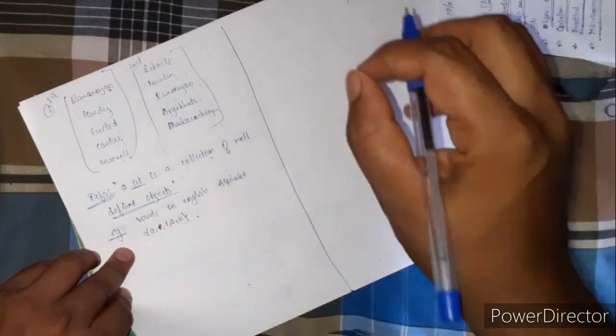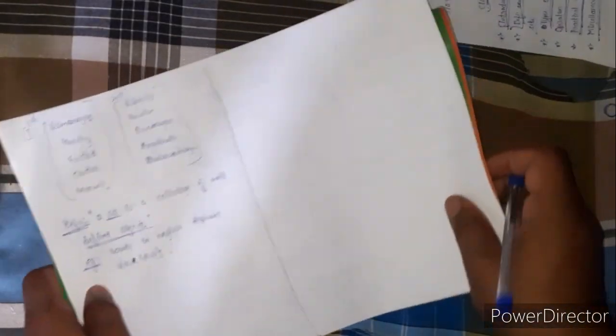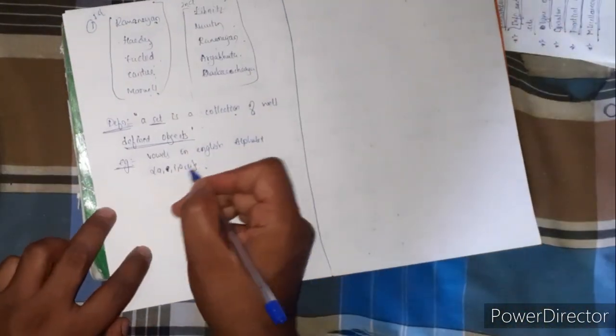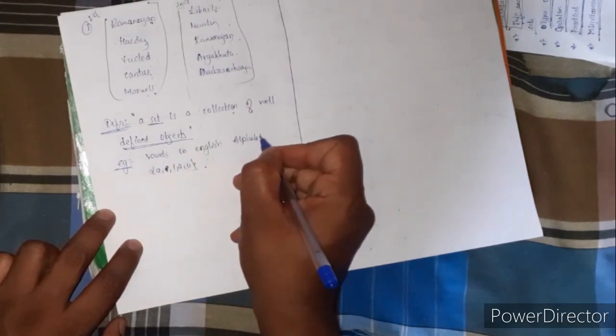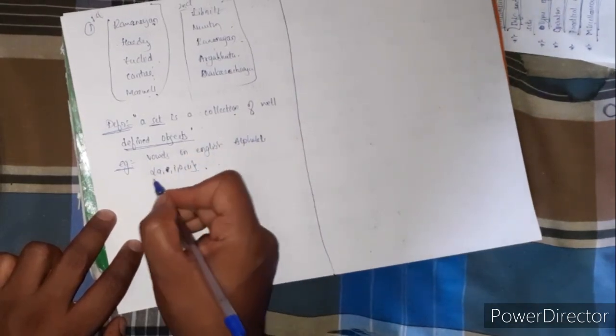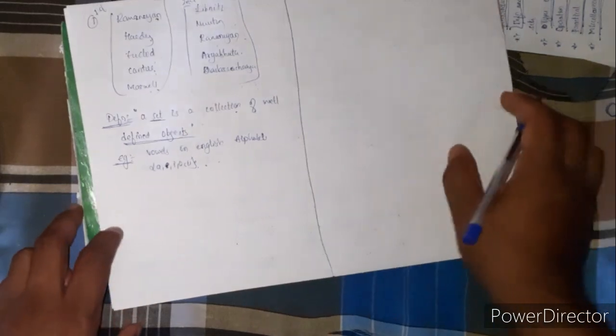So this kind of objects are called sets. Vowels in the English alphabet are a, e, i, o, u. This is a perfect example for defining sets.